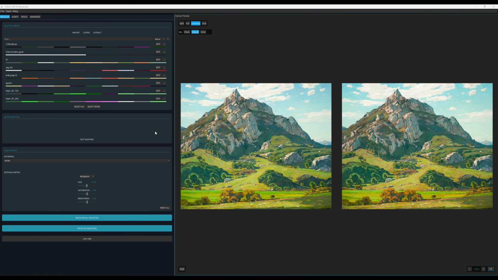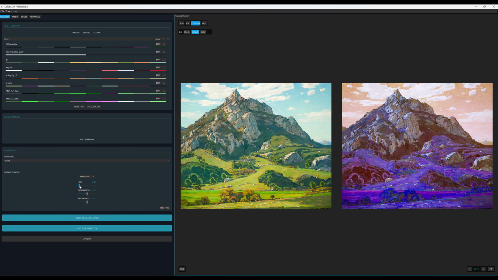We also have three sliders that can be used to change the hue, the saturation, and the brightness.